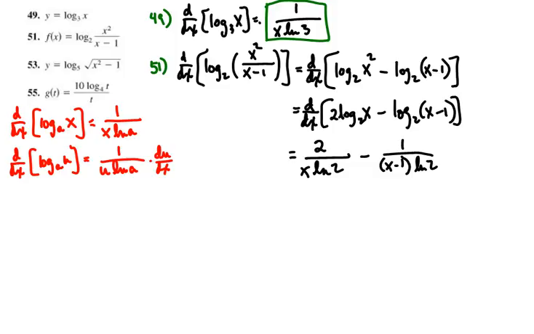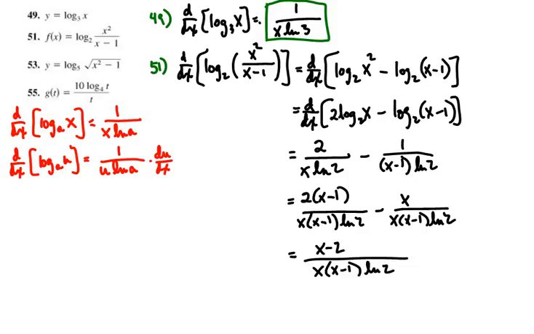Now at this point, possibly we could get a common denominator of x times x minus 1 times the natural log of 2. And so we would have to multiply the first term by x minus 1 over x minus 1. And the second term we'd have to multiply by x over x. So you'd get an x there. And you should see that's 2x minus 2 minus x, so it becomes x minus 2. And nothing cancels there, but it's very clear that that whole expression is going to be 0 when x equals 2, and it will be undefined when x is 0 or when x is 1. So that's number 51. Let's see if we can get to number 53.